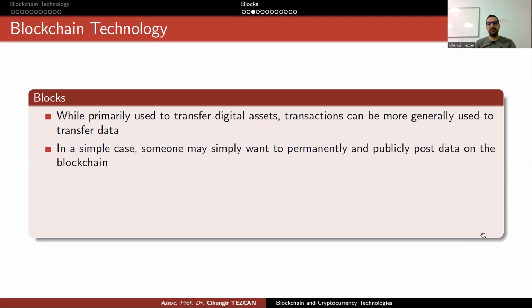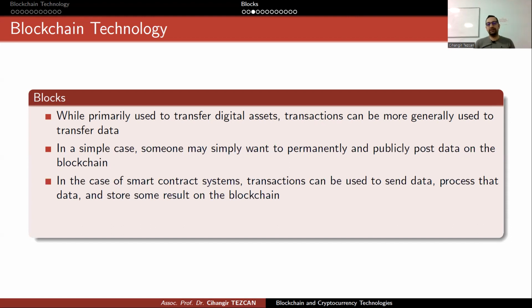In a simple case, someone may simply want to permanently and publicly post data on the blockchain. So this is why you might hide some information in the blockchain. We will see some examples. For instance, in the Bitcoin blockchain, there are many hidden messages written by the people who make transactions. Sometimes people propose to other people and that kind of stuff. We will see some examples and I will show you how you can find them in the Bitcoin blockchain.